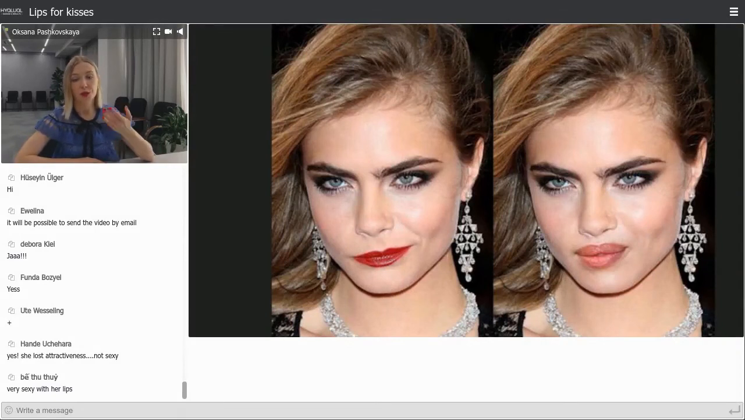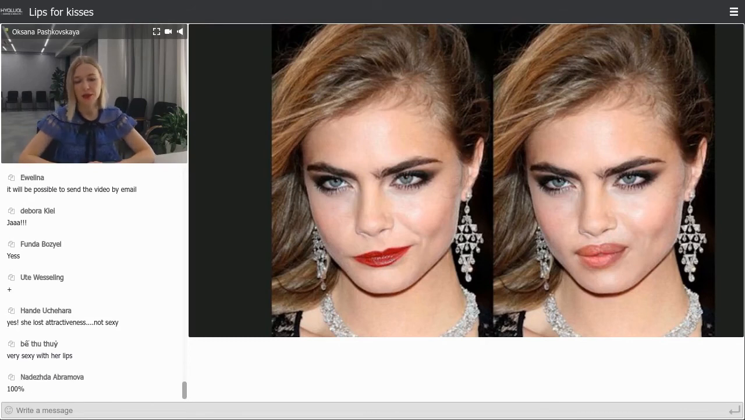Does she lose her uniqueness? If yes, please type plus, because it's important for me to hear your opinion. Yes, she is still pretty with full lips, but she loses her uniqueness. Thin lips fit her more, because she has, look, a heart-shaped face type.